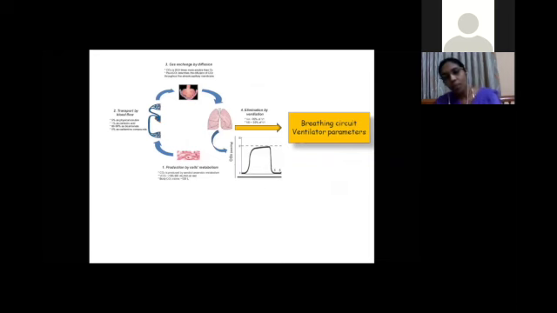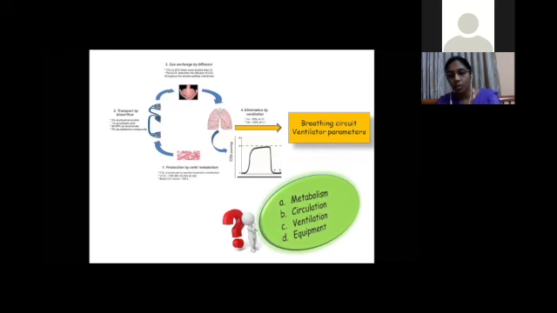So a normal capnogram means that all these components are normal, but when it is abnormal, that is when we have to analyze what is the cause for the abnormality. Is it at the level of metabolism, or is it at the level of circulation, or at the level of ventilation, or is it related to the equipment, either the breathing circuit we are using or the measuring equipment we are using?